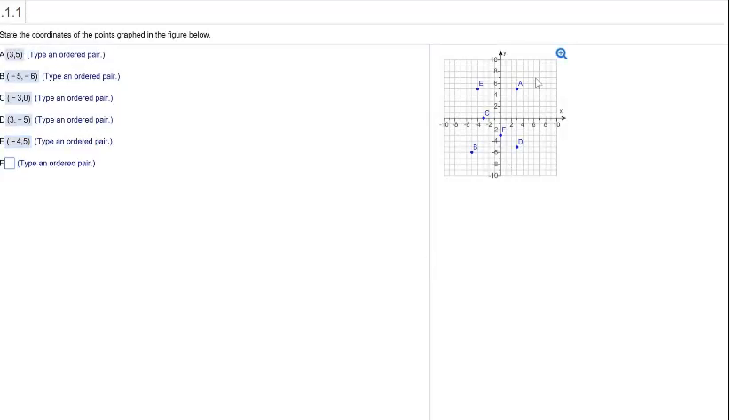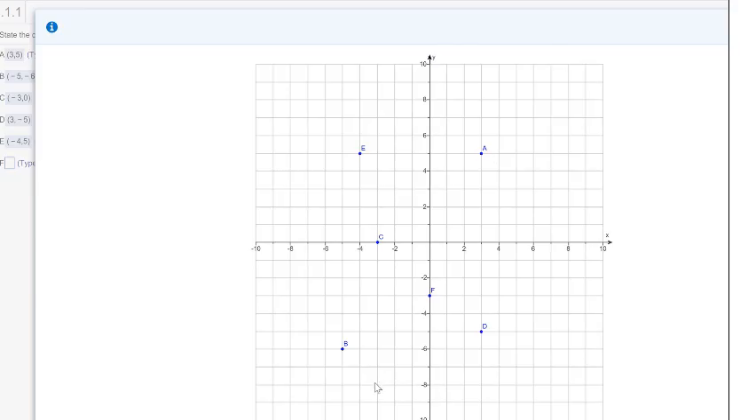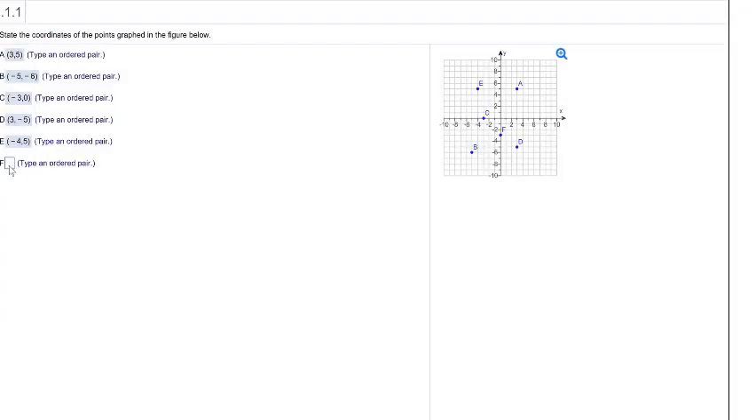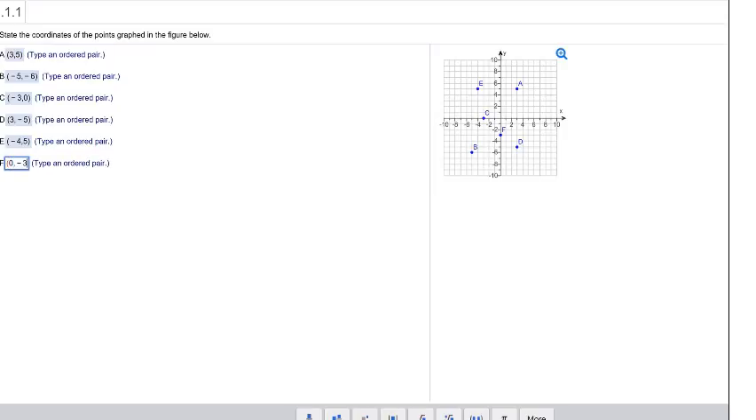Okay, now let's go to the next point, F. Now F lies on the y-axis, so it's going to be called a y-intercept. Also, the x-coordinate for this point will be 0, and in this case, the y-coordinate will be -3. So the point here is 0, -3. 0, comma, -3.